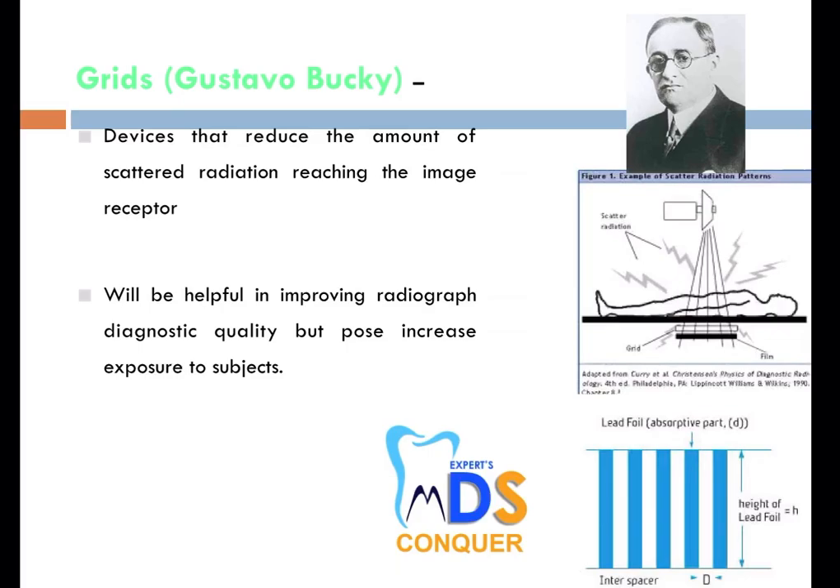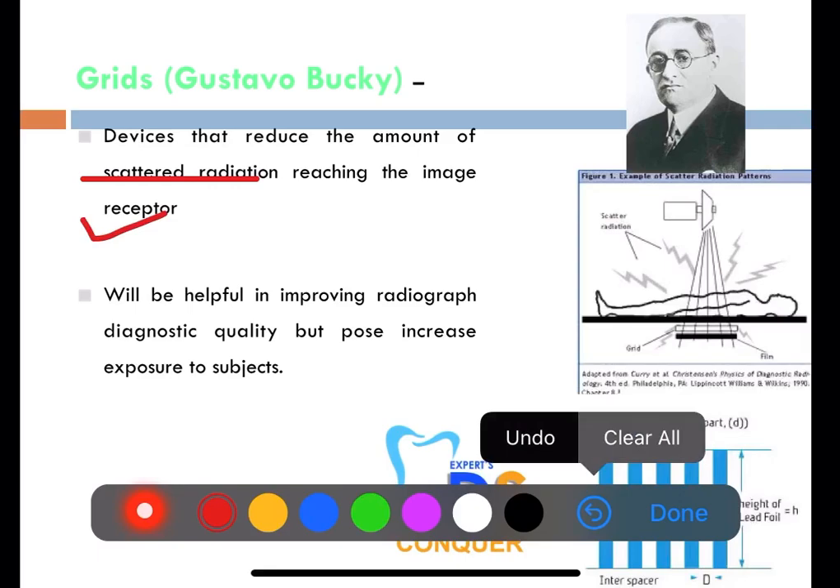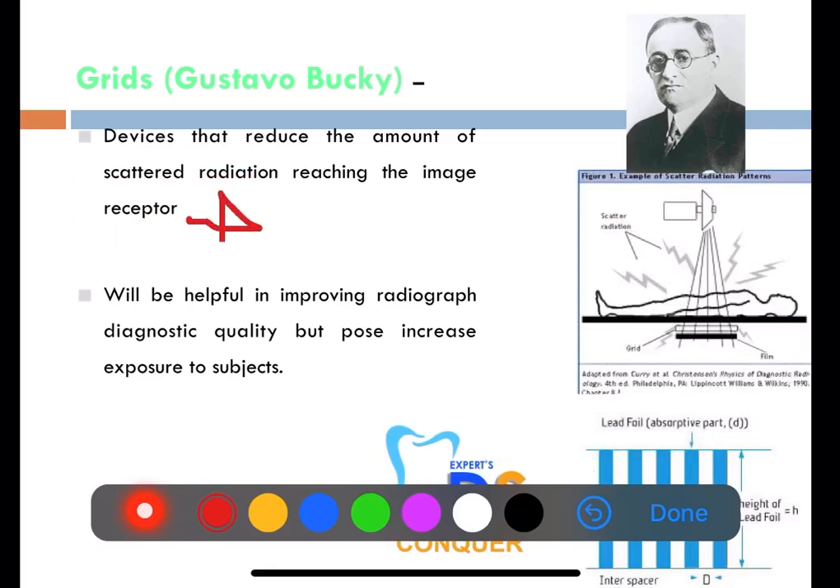So, next, coming to the other important basics related to radiology are the grids. Grids are the devices which reduce the amount of scattered radiation that is reaching the image receptor. It improves the diagnostic quality of the radiograph, but it can increase the exposure to the subjects. The main thing is it reduces the scattered radiation and improves the image quality. So, that is the important concept related to grids. Grids are made up of lead.